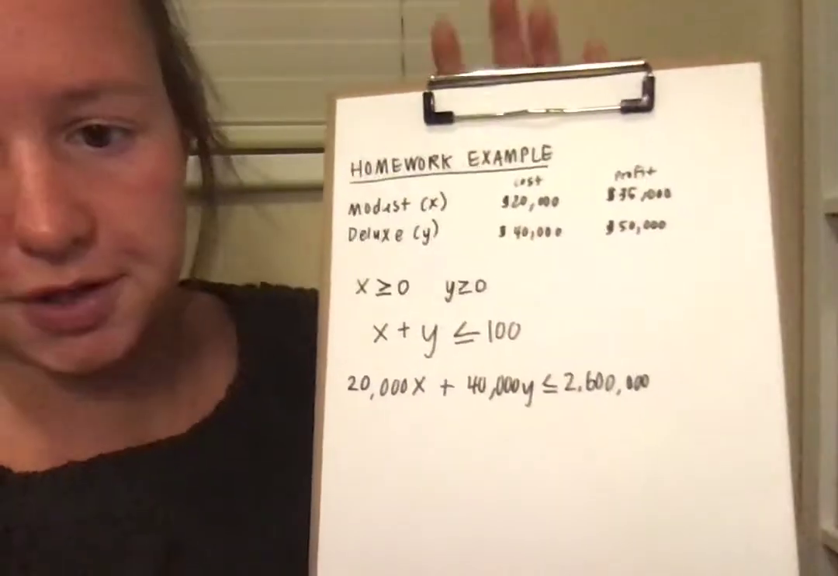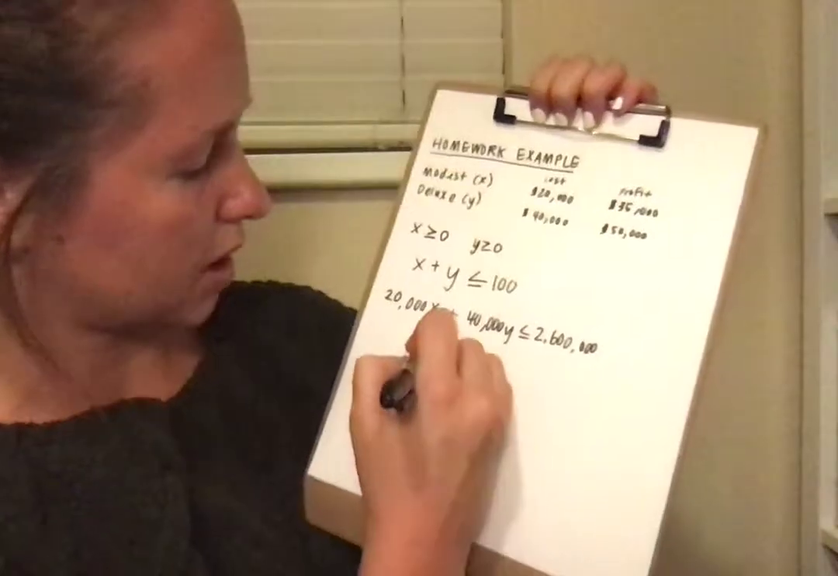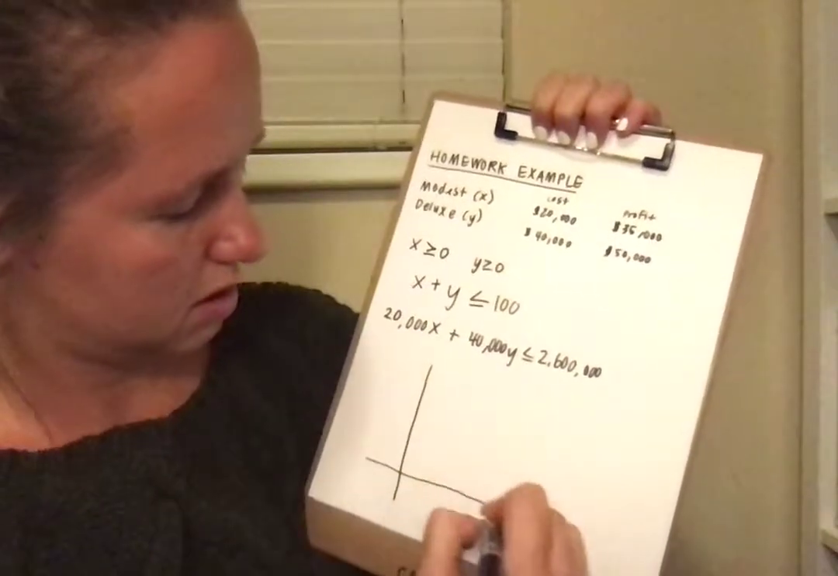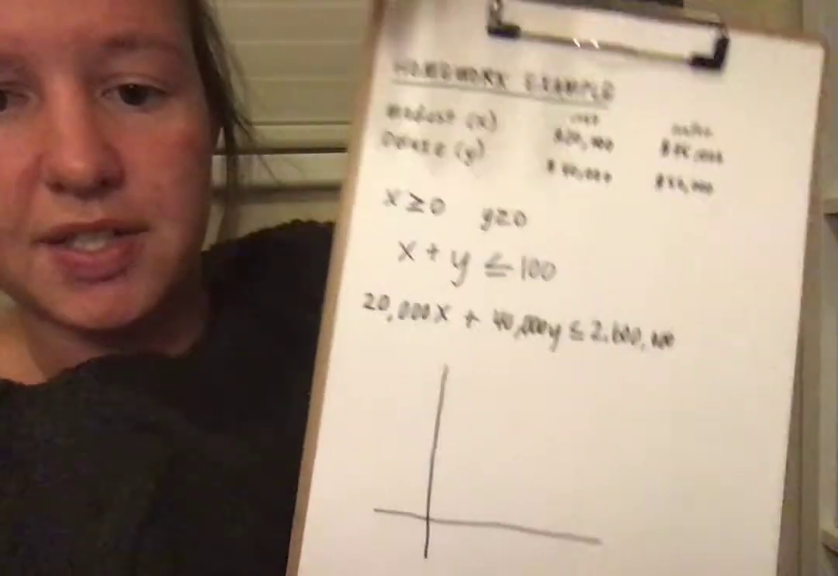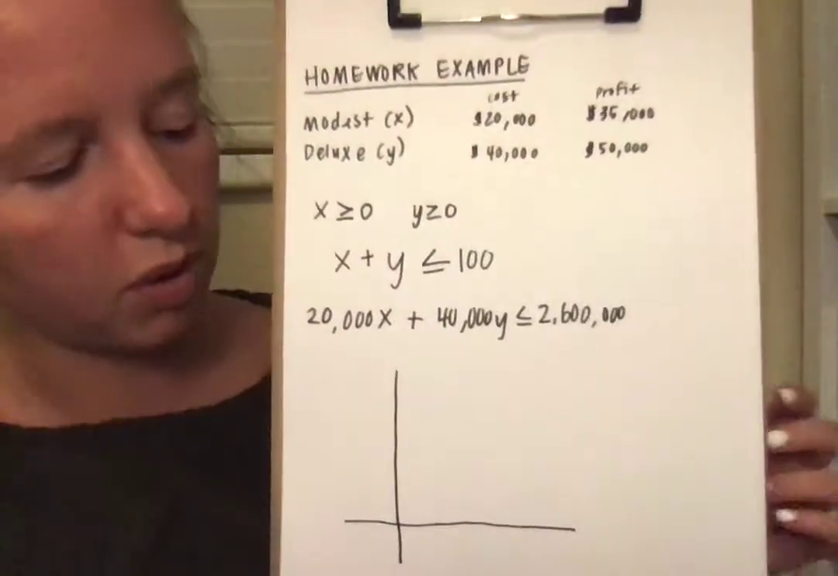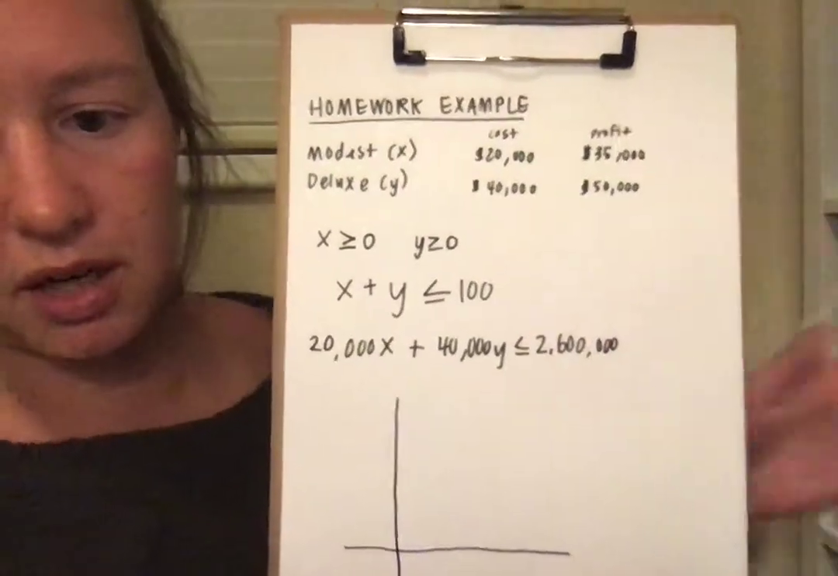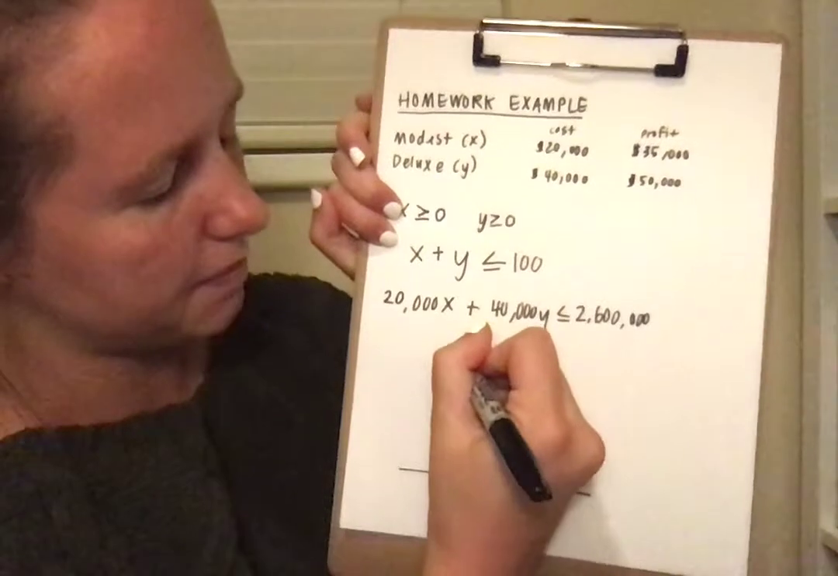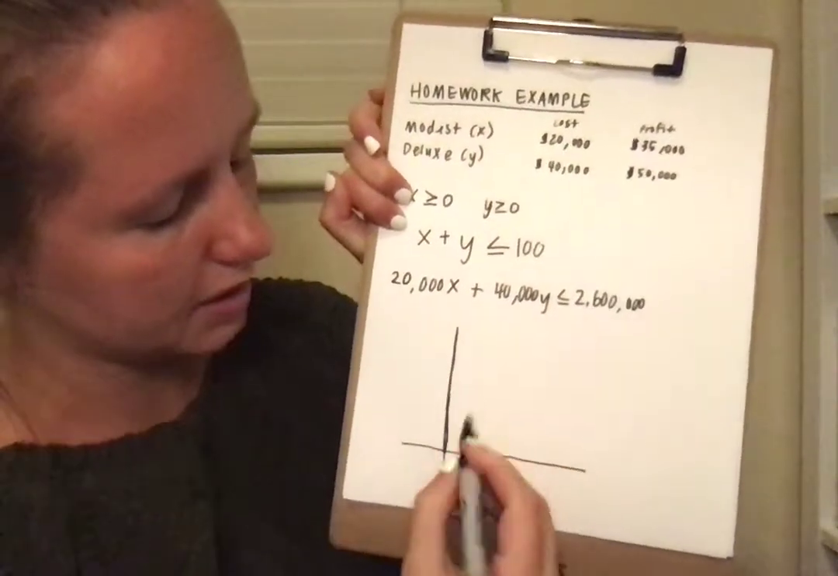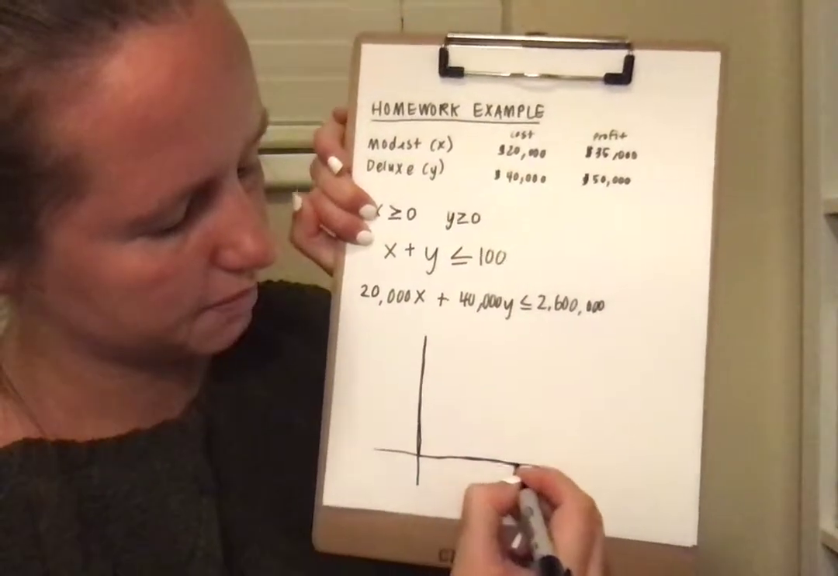But it's pretty straightforward to graph. So let's do it. So I'm just going to set this up right here. First of all, X is greater than 0 and Y is greater than 0. So we're only going to be in this first quadrant right here. I don't need anything else. So that's my first line. I'm not going to go past this line, and I'm not going to go past this line.